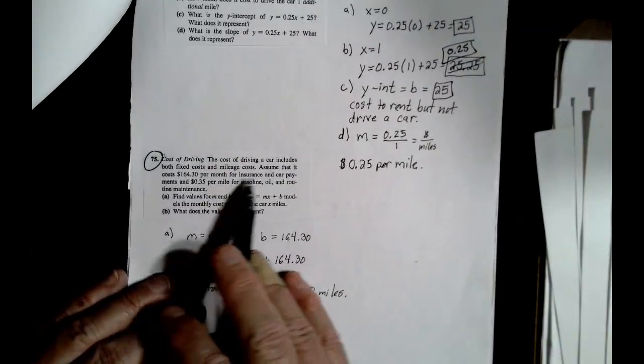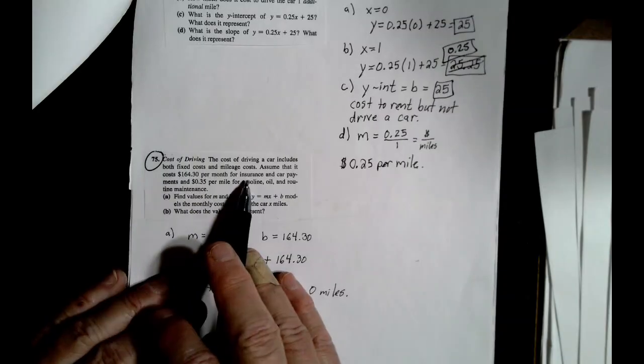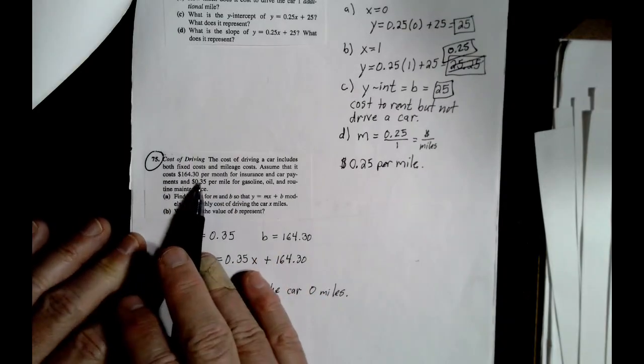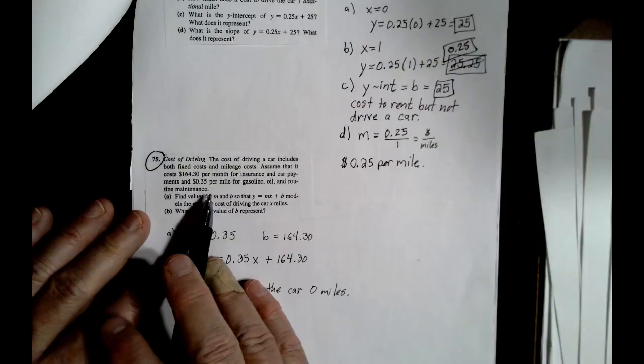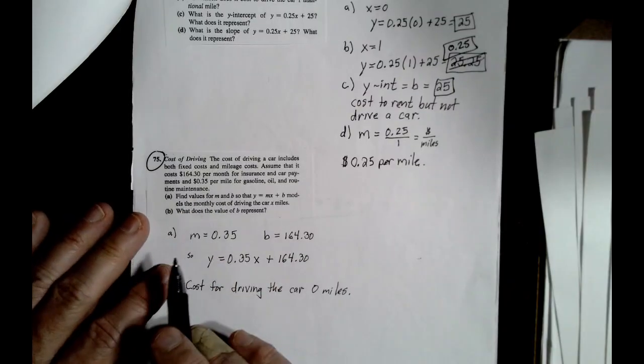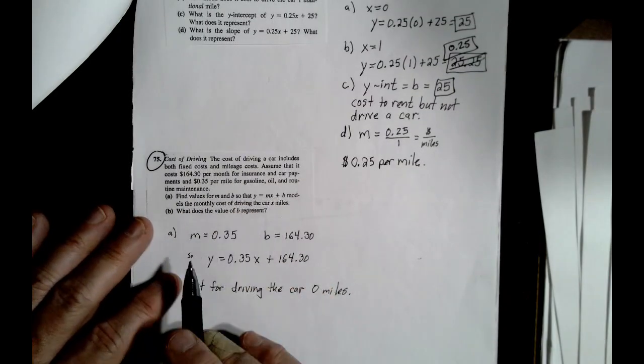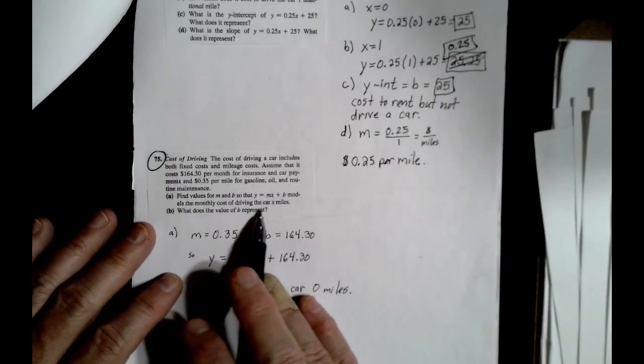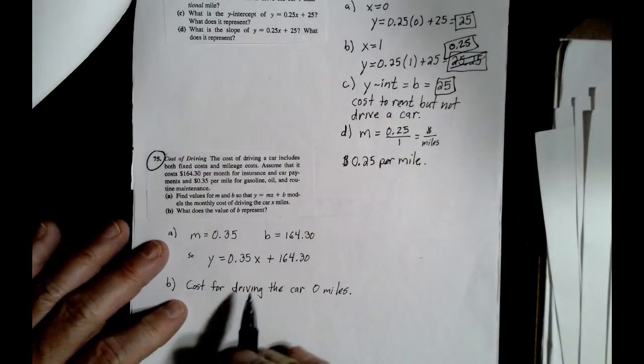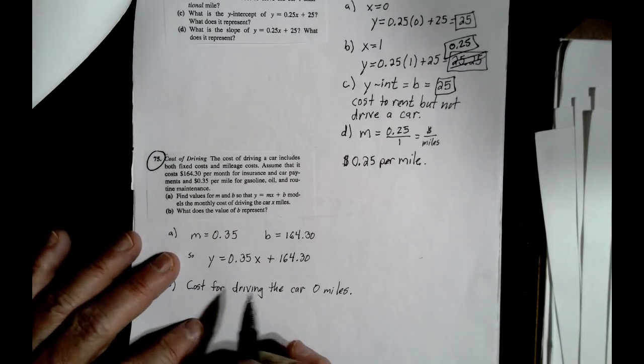Alright, driving a car costs both fixed costs and mileage costs. Assume it costs $164.30 per month for insurance and car payments, and 35 cents per mile for gas, oil, and routine maintenance. So find the values for M and B for the equation, and what does B represent?